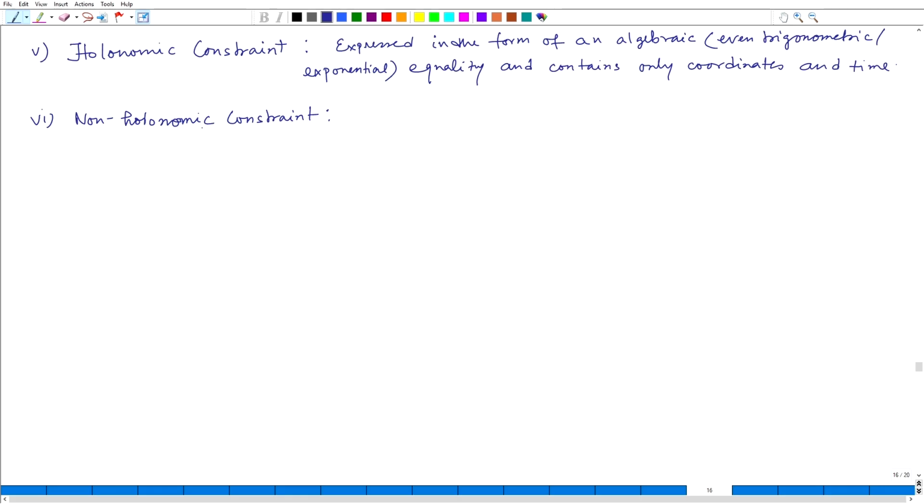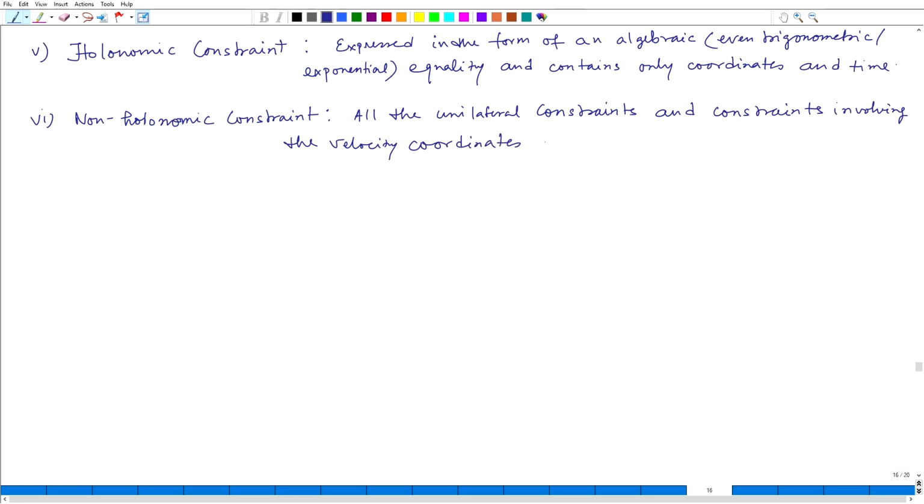What is a non-holonomic constraint? Non-holonomic constraints are, for example, all the unilateral constraints. That means constraints involving the inequalities and constraints involving the velocity coordinates. A special comment is that they can never be integrated to a holonomic constraint. What is the meaning of the last sentence? I am coming to that.